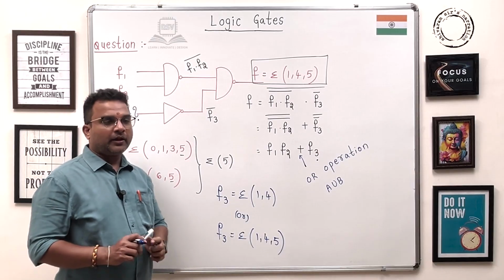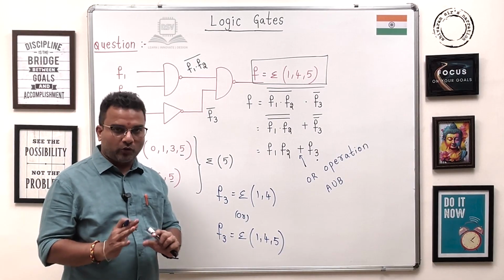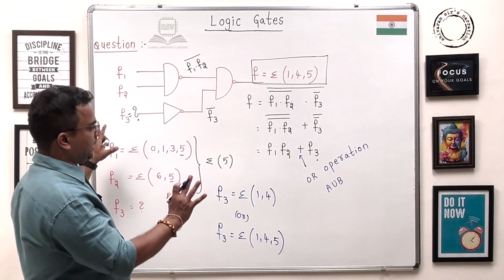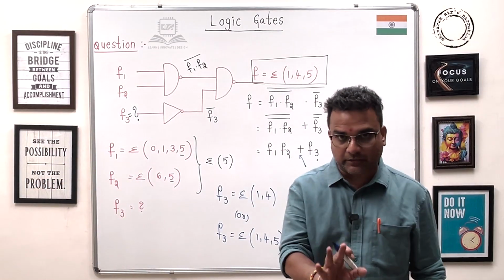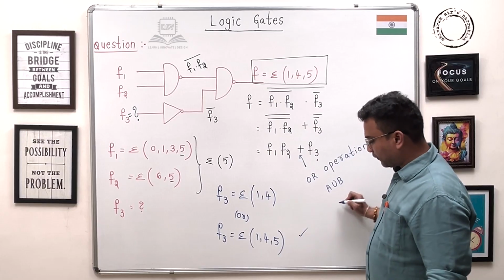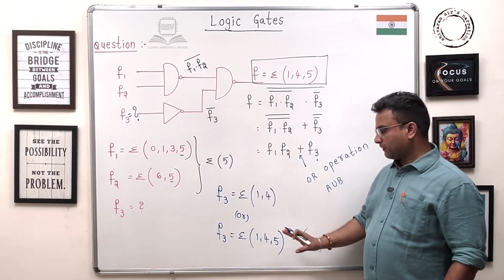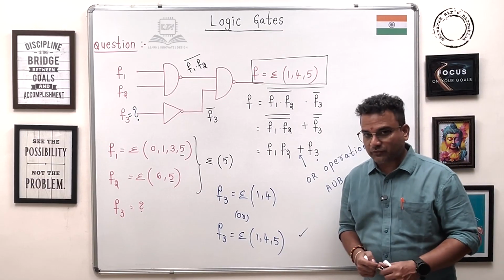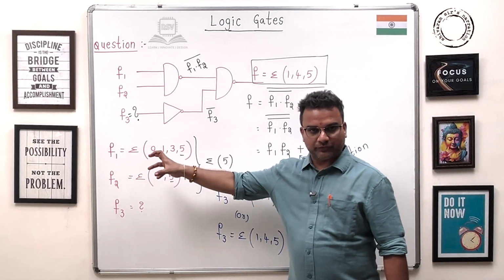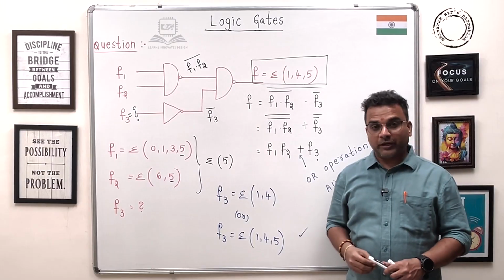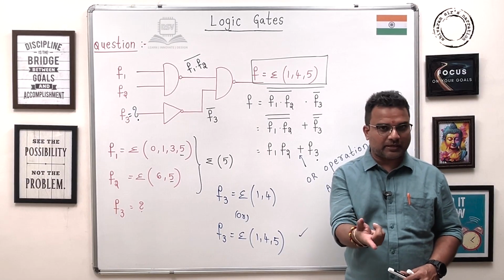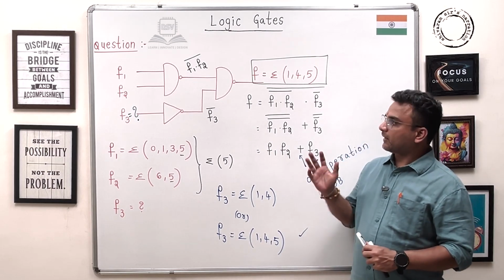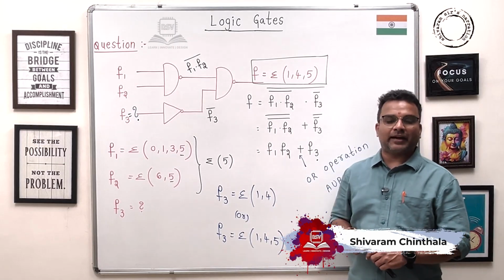Hence, in the broader way, we can conclude that for the given input functions F1 and F2 and F, the F3 function must be sigma of 1, 4, 5. You can take 1, 4 also, but here we are giving it in the broader way, that is 1, 4, 5. This is the input function F3. As per this design, you must and should know the Boolean algebra Venn diagrams concept. So this is the design input combinations identification.